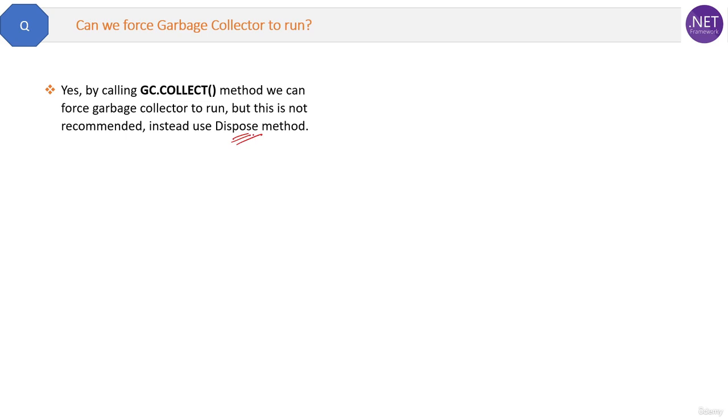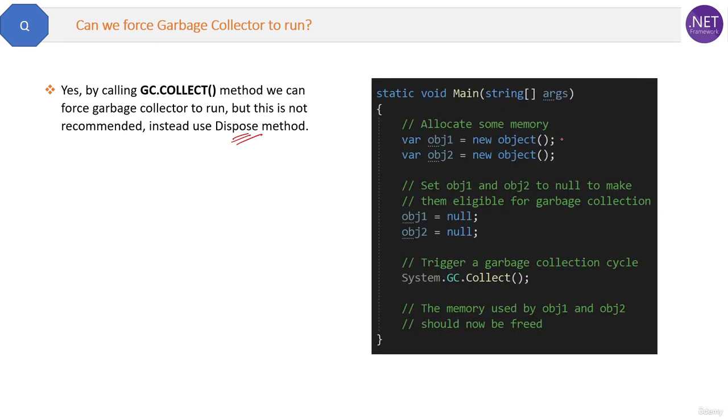This is the sample code where we are first creating two objects, obj1 and obj2. Then we are setting them to null, which indicates they are no longer required and are therefore eligible for garbage collection. And finally, we trigger the GC.Collect method, which is part of the System namespace. So the memory used by obj1 and obj2 will now be released. This is the way, but it is not recommended.